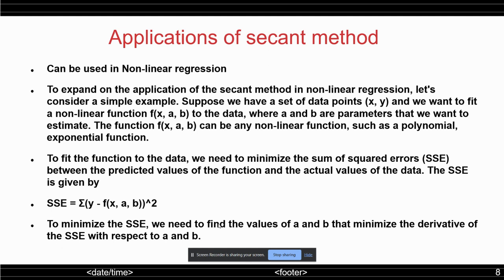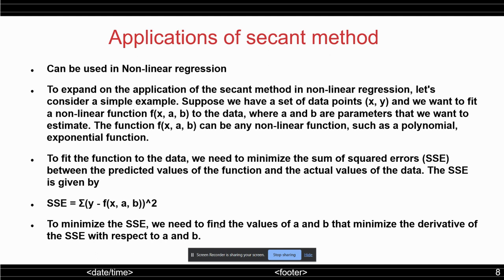To expand on the application of the secant method in nonlinear regression, let's consider a simple example. Suppose we have a set of data points x comma y, and we want to fit a nonlinear equation f of x comma a comma b to the data. That is, we are fitting the given data points to a given nonlinear function. That is nonlinear regression, where a and b are the parameters that we want to estimate.